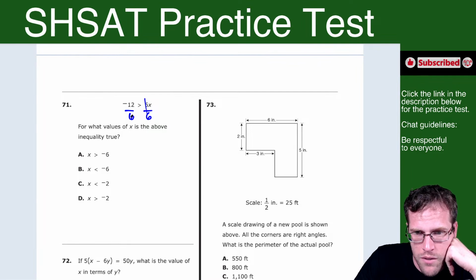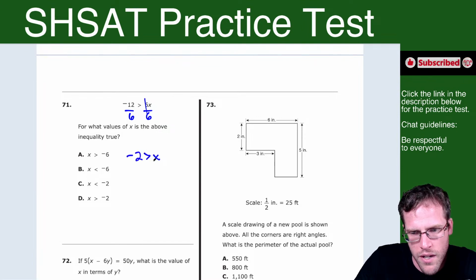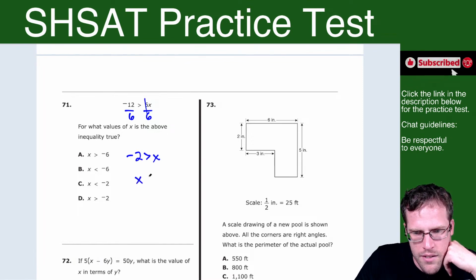All right, so negative 12. For what values of x is the above inequality true? So divide both sides by 6, and you got negative 2 is greater than x. And like, oh no, it says it this way. But just know, if negative 2 is greater than x, that has the same meaning as x is less than negative 2. Okay, negative 2 is greater than x means x is less than negative 2.